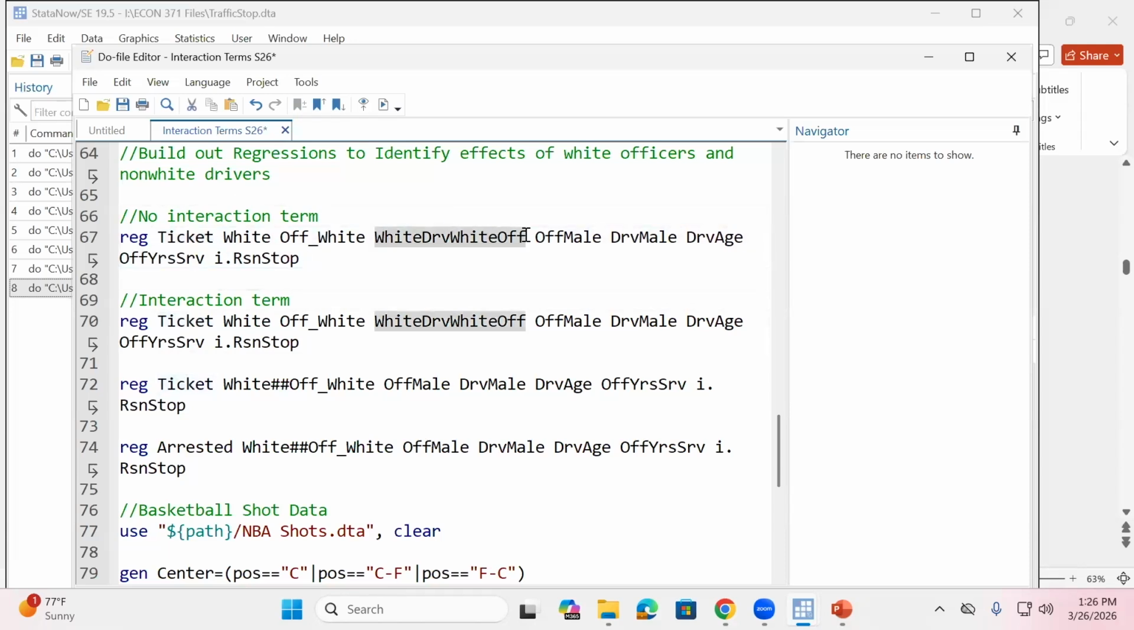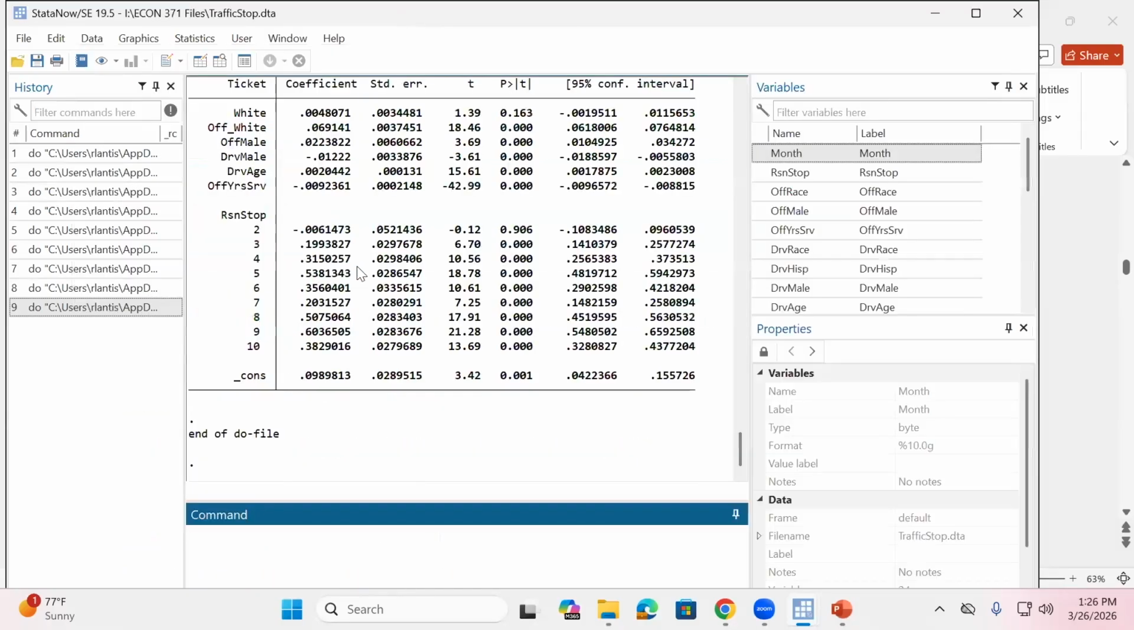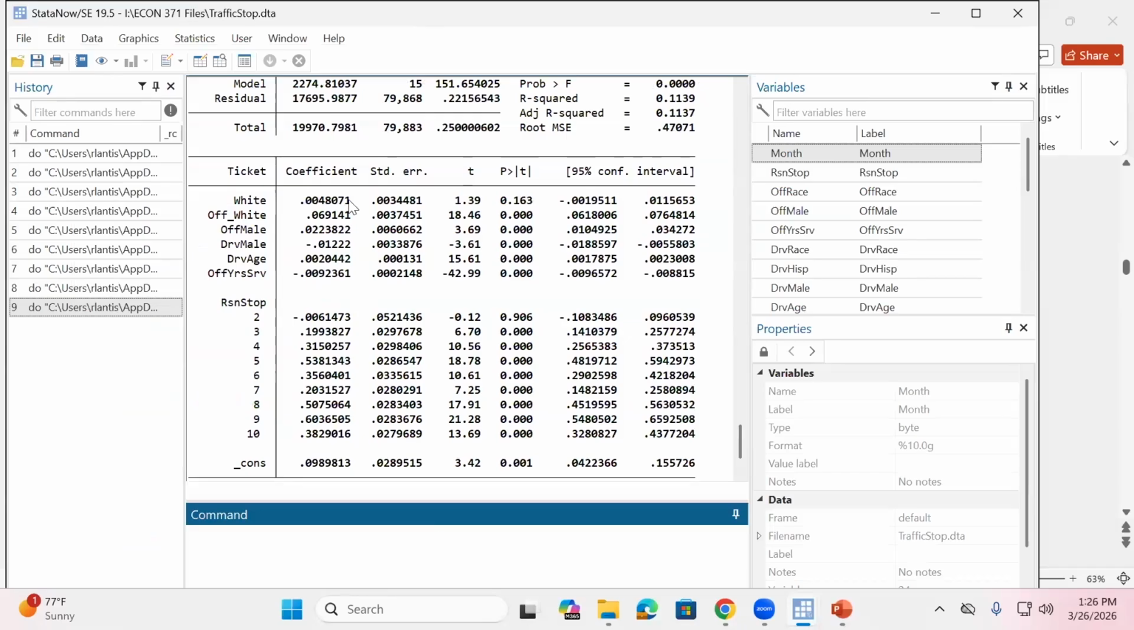So let's say I don't include that interaction term. I run this regression, and it looks like simply being white doesn't change the probability I'm issuing a ticket. We know that's not the case. It's just that this is the average effect of being a white driver across both white and non-white officers. Once I add in this additional interaction, I can pick up the fact that a white driver might be treated very differently by a non-white officer than by a white officer. And vice versa, you can do the opposite.